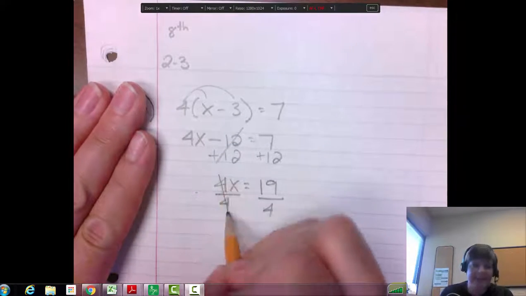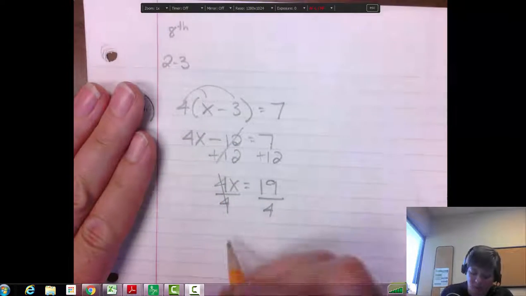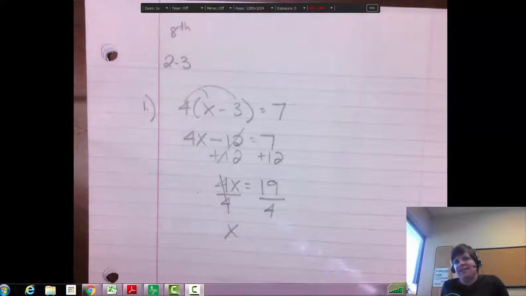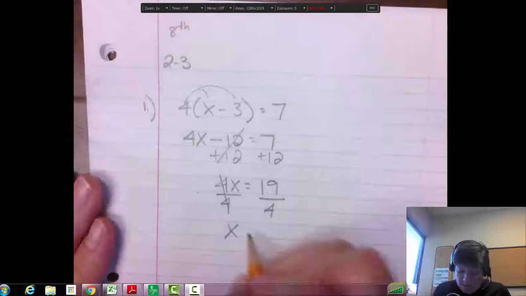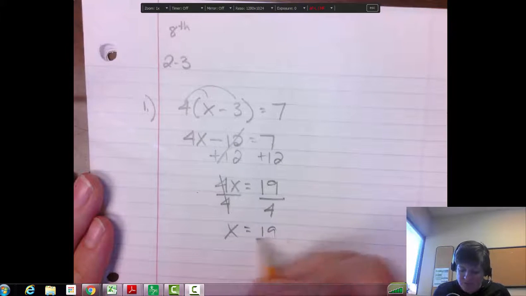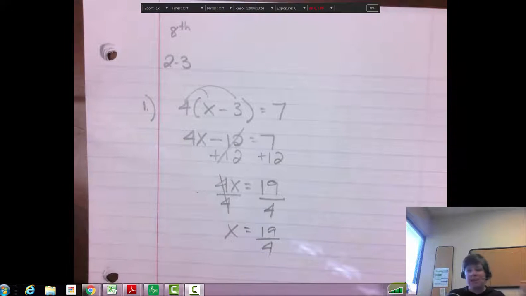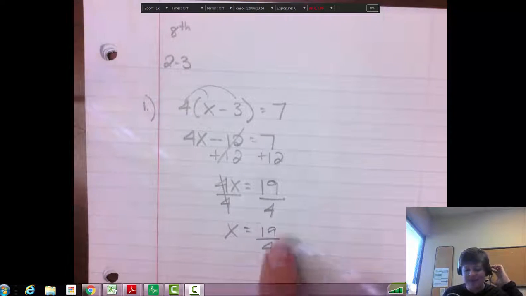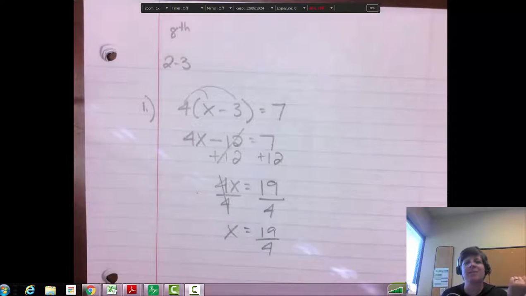Well, on this side, they become 1x, which is my goal. I want to find out what 1x is, or x. I get lazy and don't write the 1. So it's just 19/4. That's it. You can change it to a mixed fraction if you want, but 19/4 is fine. I can't reduce that because 19 isn't divisible by anything. The only thing that goes into 4 is 2, and that doesn't go into 19, so we're done.